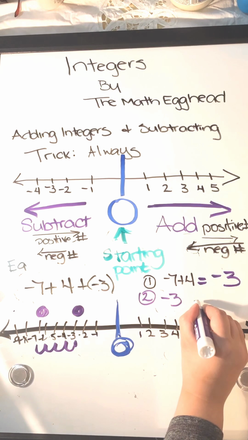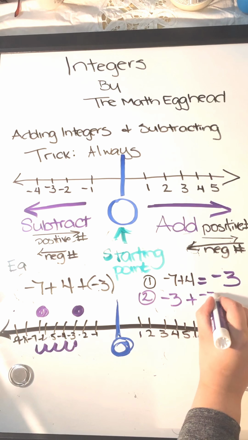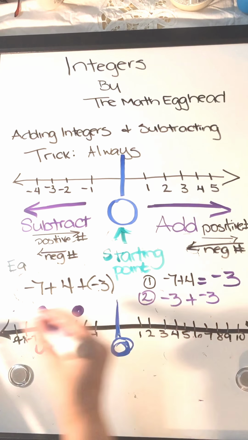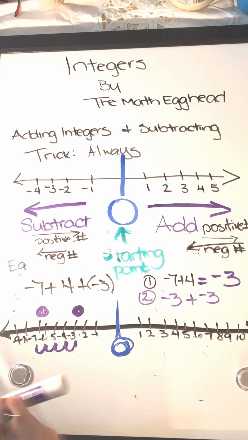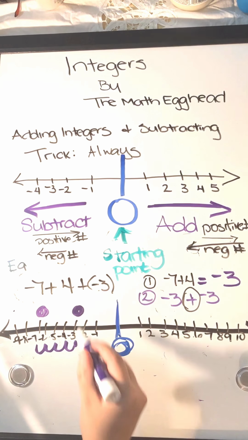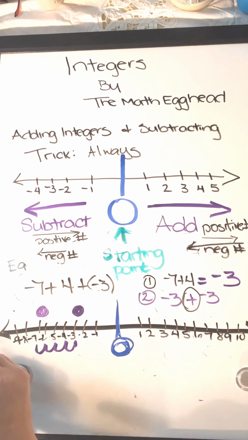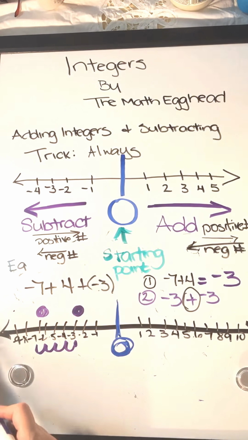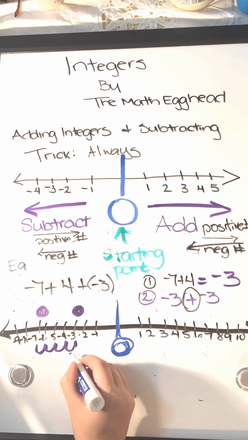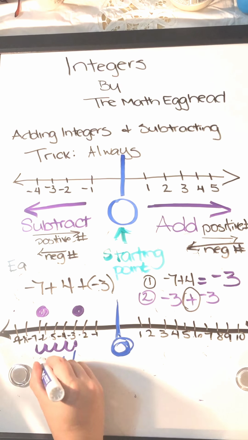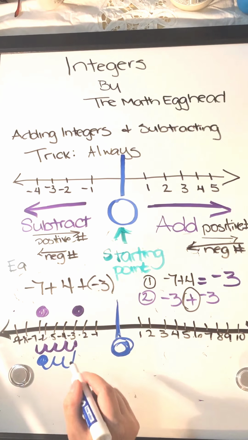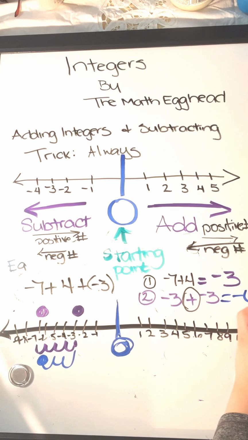Now, negative 3 plus negative 3. Well, we know 3 plus 3 is 6, but it's negative because both of these integers are negative. Remember, when you're adding 2 integers, 3 integers, 10 integers, when they have the same sign, you add as normal and you keep the sign. So let's add negative 3 spaces here. We're going to the left, so we know that this equals negative 6.